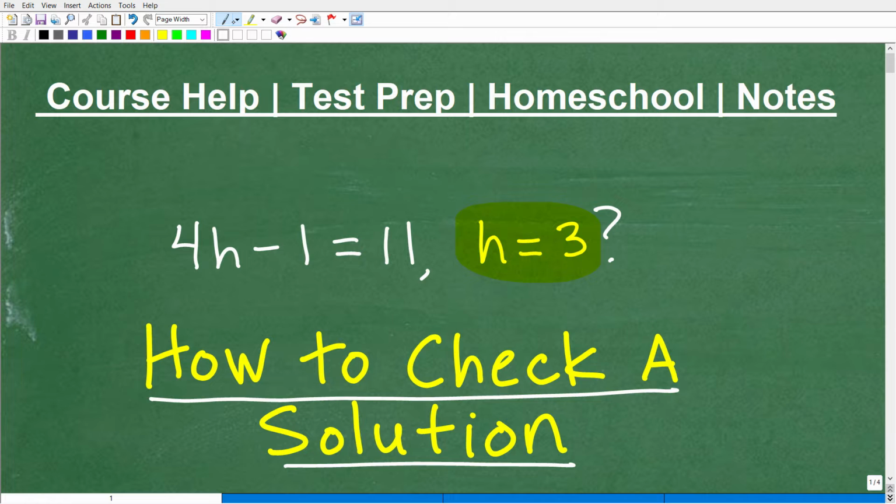Well, we can always check our solutions in equations to determine whether in fact we did this correctly or not. And this is really basic algebra skills. It's super handy to know how to do this, especially on multiple choice tests. I'll talk about that here in a second. So this is something you absolutely need to understand if you're taking any sort of algebra course. I'm going to get to exactly how to do this. It's not that difficult, but something you absolutely need to know how to do.